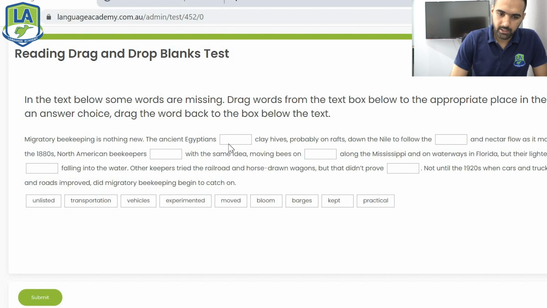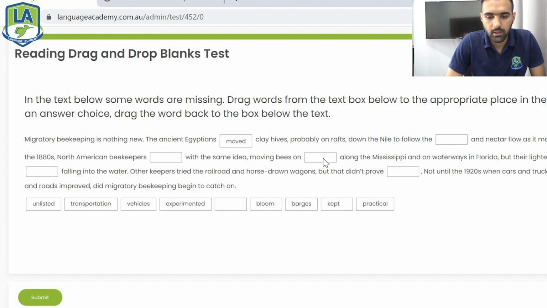All right. The Egyptians dash clay hives on rafts down the Nile. So they're taking something on the raft down the river. What they'll do with those clay hives: they won't unlist, they want transportation, they want vehicles, they won't experiment. They can move something on rafts down the river. They won't bloom it, they won't barge it, they won't keep clay hives on rafts, because they're going down the Nile, meaning they're traveling. We'll use the word moved over here. All right, they are moving clay hives probably on the rafts down the Nile to follow the dash and nectar.